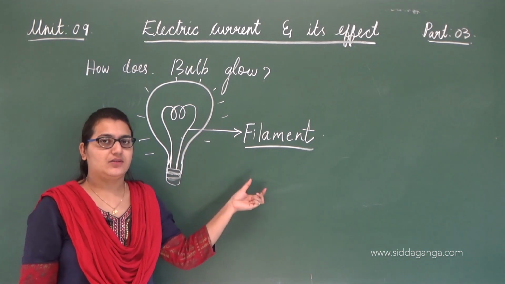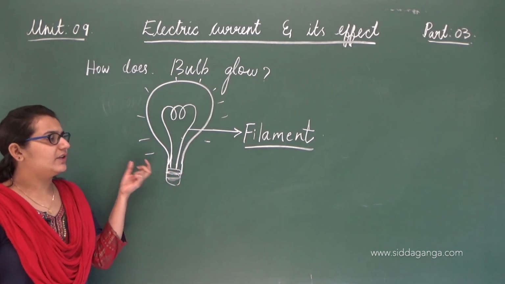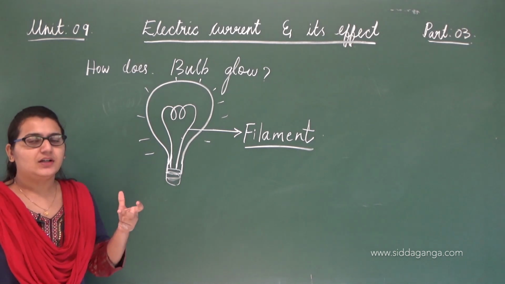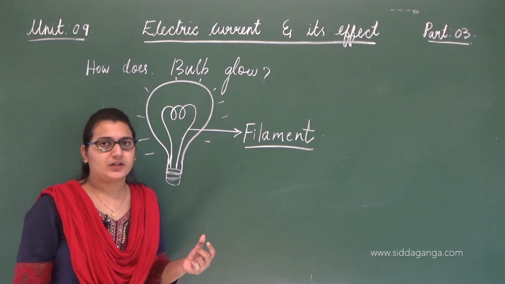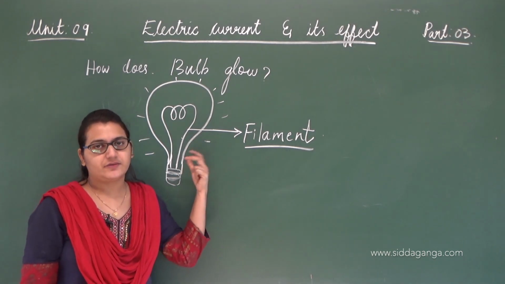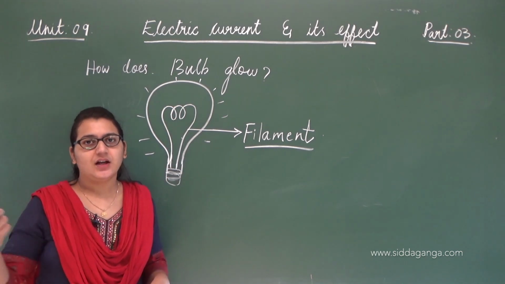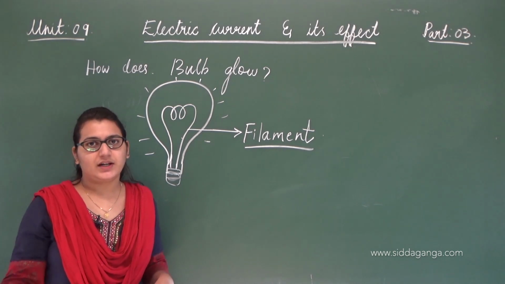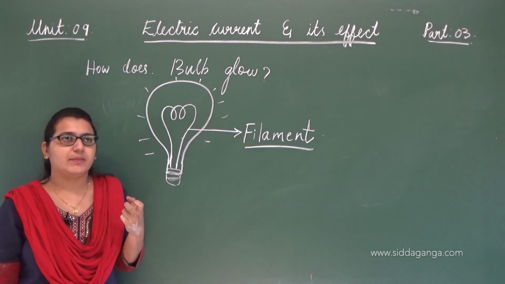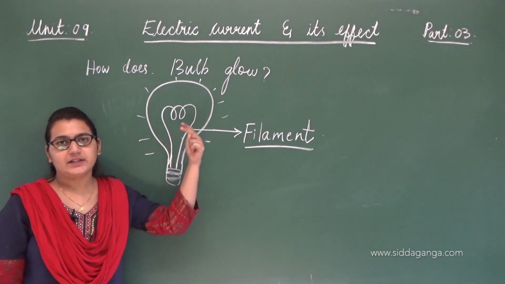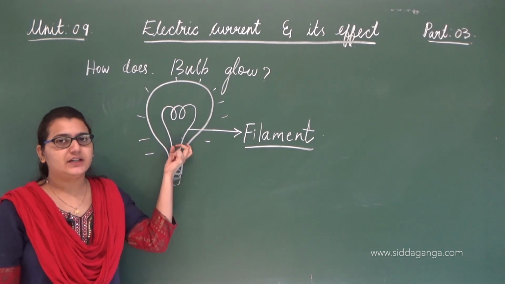So what is this filament made up of? The filament is made up of a metal which should have a very high melting point, because when we provide electricity, most metals melt at high temperatures. So we need a material which has a high melting point. Normally it should not melt, because we need light, right?